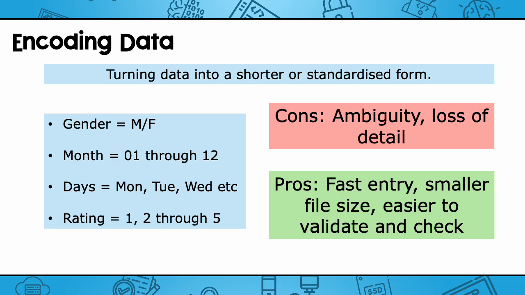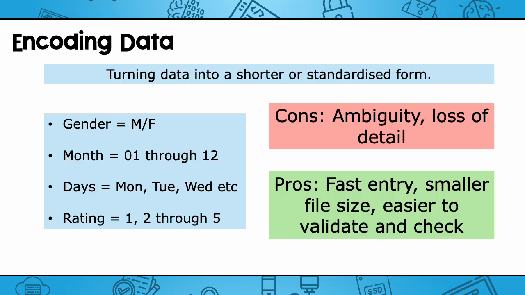Another common one is month. So we might store the month January as 01 through December, which would be 12. Days of the week: on your timetable, you would not see Monday, you might see MON, M-O-N. Tuesday would be reduced to TUE.